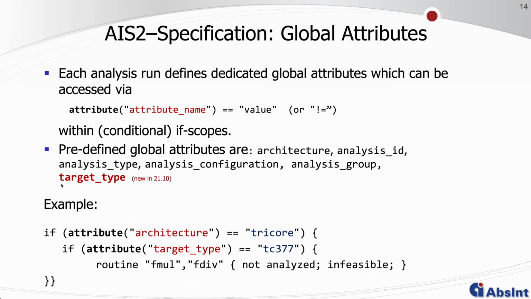In this release, we extend the global attributes by the target type attribute. So you can now also access the target type of the current analysis. In this example, I'd like to apply a not analyzed and infeasible annotation for the fmul and fdiff functions only in the case if we are running a TriCore analysis and only if our target type, the target processor, is a TC377. This can be scoped now with this new target type attribute.